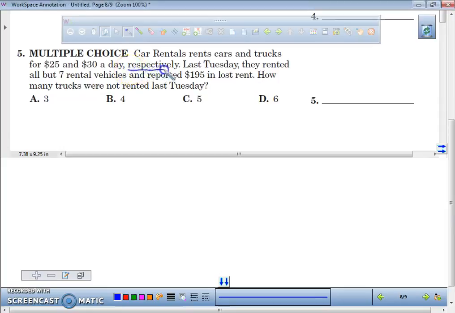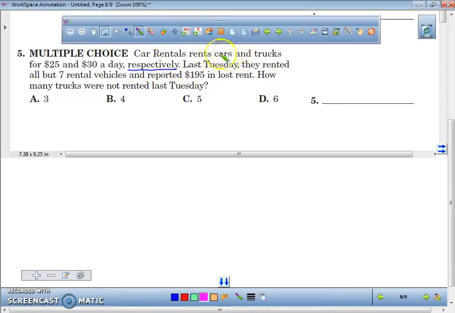If you ever see that in a word problem, just know that if you see the word cars and then trucks, and then you see the word respectively, you know the numbers are also going to be in order. So the cars are going to be 25 and the trucks are going to be 30. So when it says respectively, it lets you know, hey, it's going to stay in that particular order.